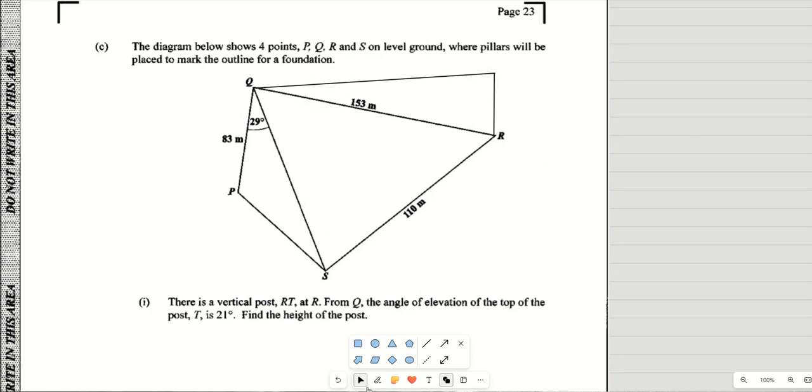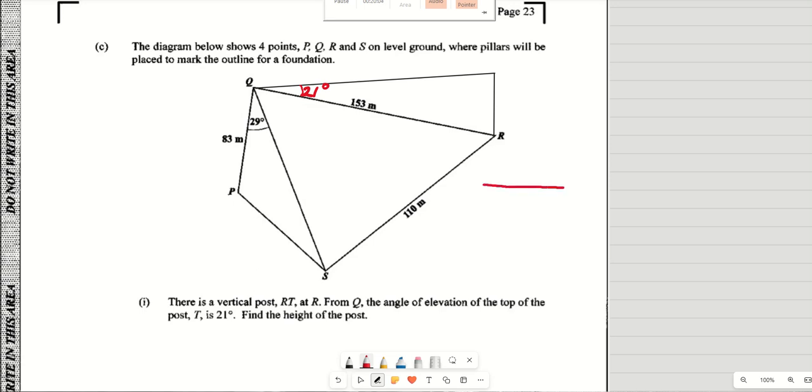We know that the angle of elevation from Q, so at Q, that means this angle here is equal to 21 degrees. They told you that QRS is flat on the ground. So although it doesn't seem like that, it's actually like this. You draw a T and then you're looking at it like this. This is how it looks, right? So this is R, this is Q, and this is T. And this angle here is 21.